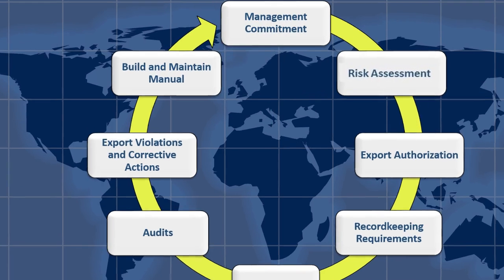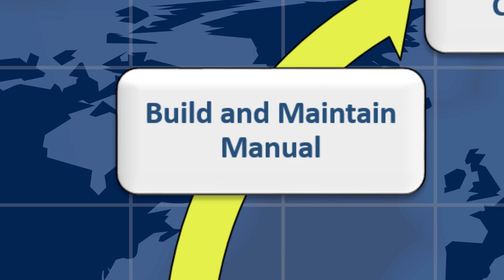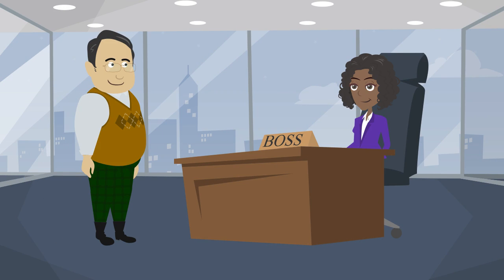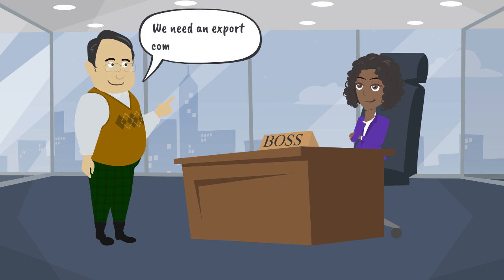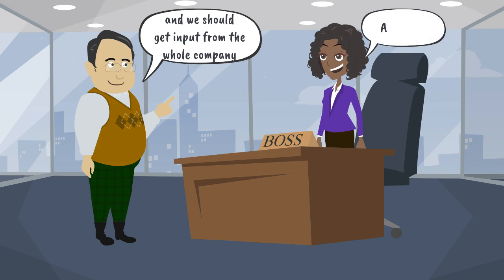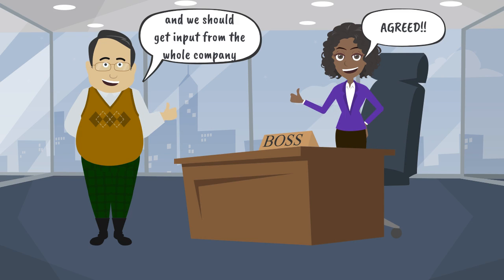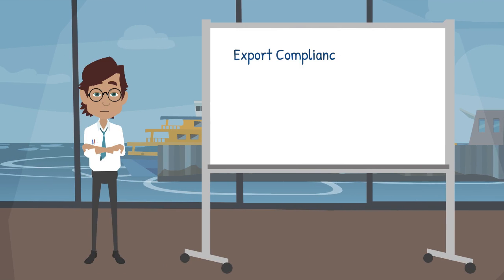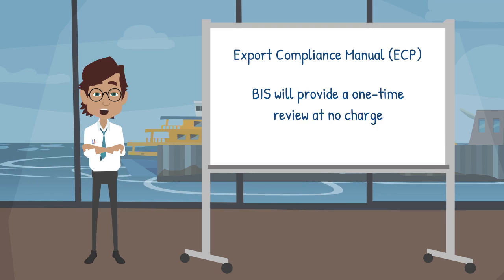Element number 8 is to build and maintain your export compliance manual. First and foremost, if you haven't been directed by senior management to create a formal export compliance manual, get that support and buy-in, and get management to support the establishment of an export compliance team consisting of experts from different parts of your organization. The BIS Export Management and Compliance Division will review your ECP free of charge. We encourage you to take advantage of this free service.